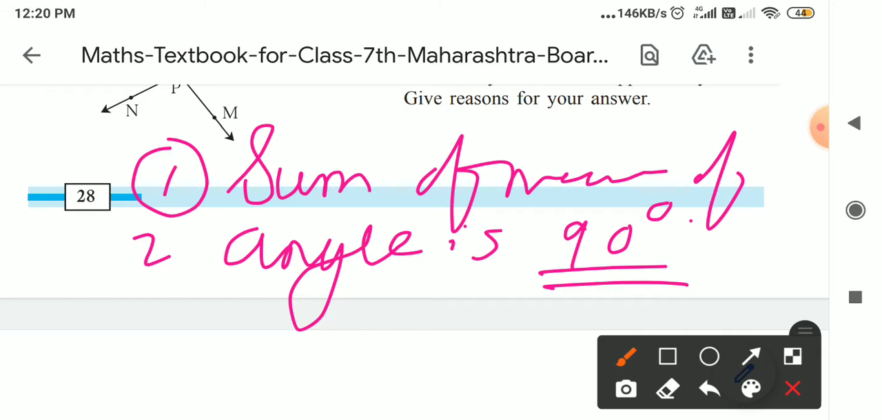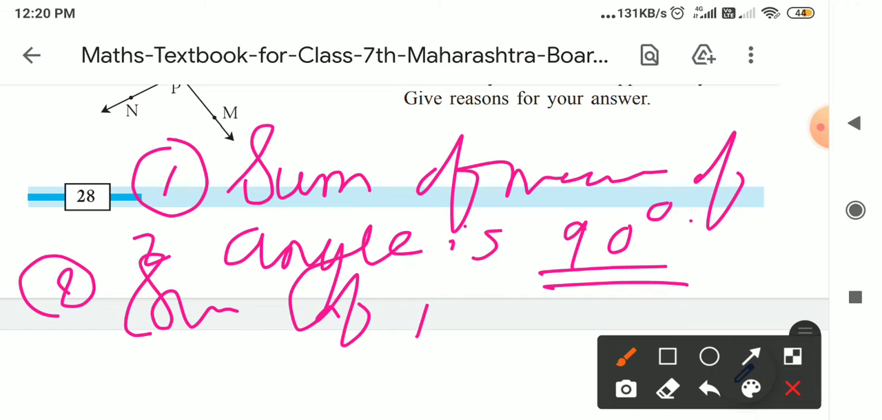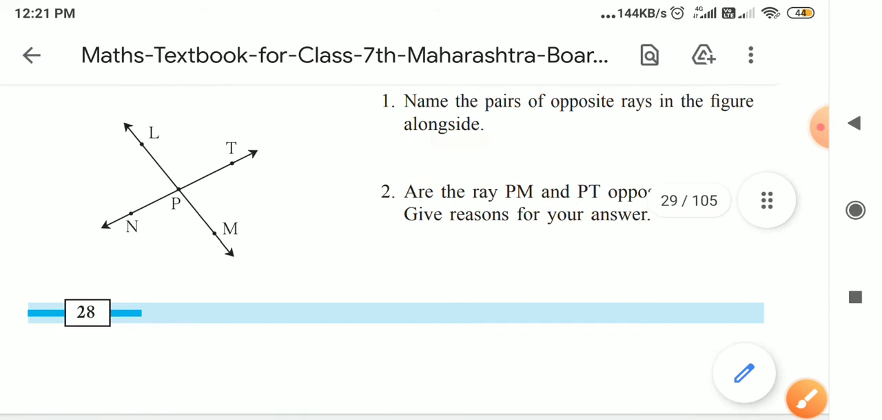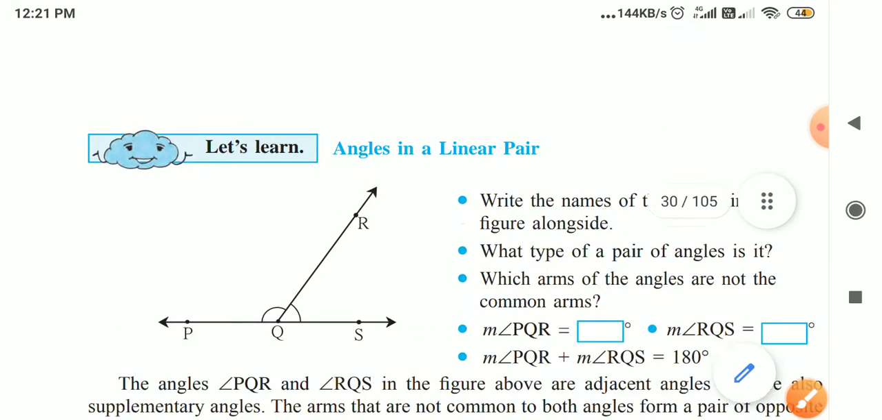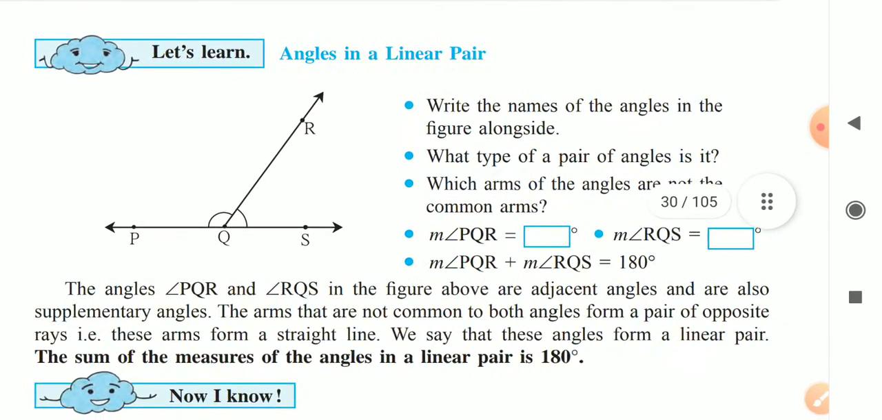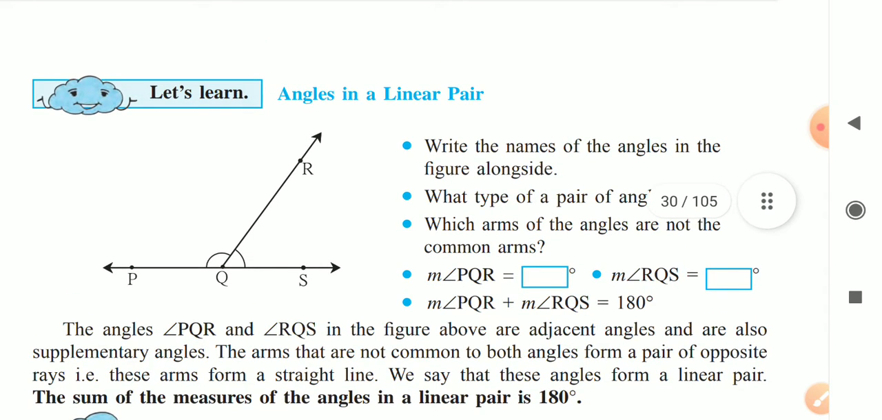And second, if the sum of measures of two angles is how much? 180 degrees. Then these angles are called supplementary angles. Okay, and then we saw the opposite rays property yesterday, and today we are going to see the angles in the linear pair.